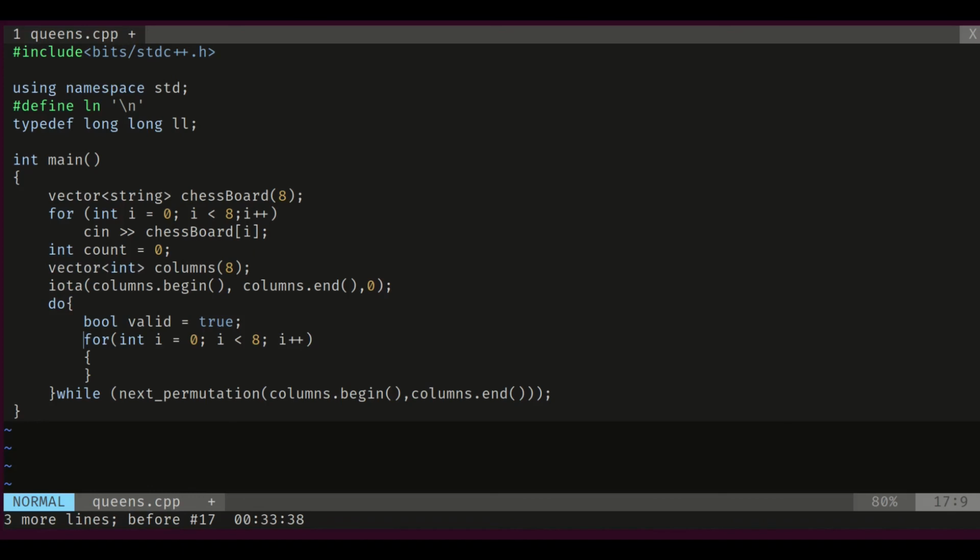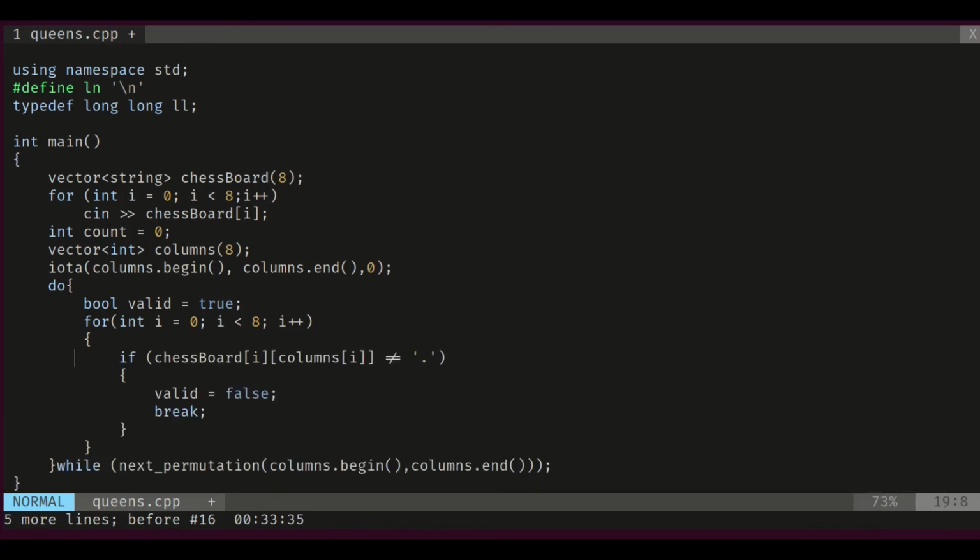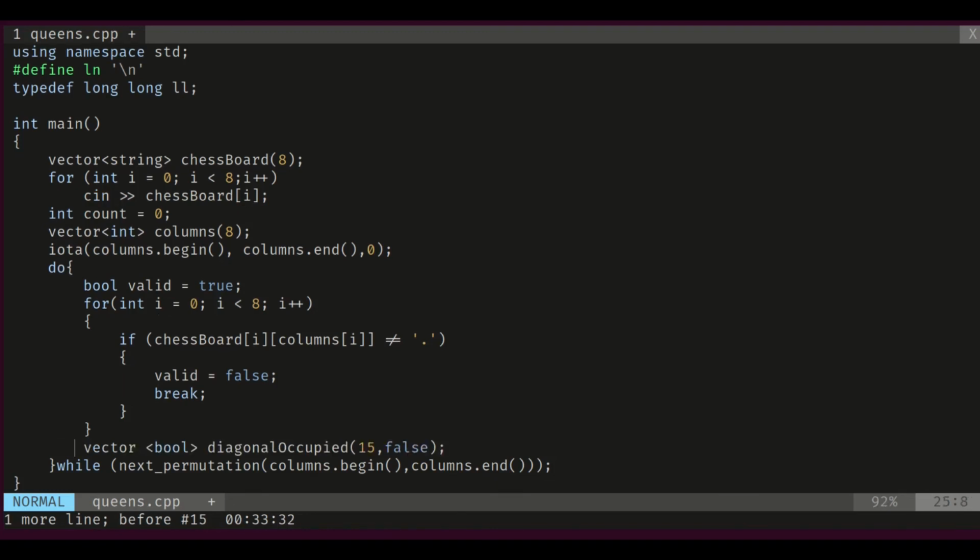This first loop will allow us to check if a queen is placed on a square that is already used. So we're going to have 8 queens, and each one will be placed on the ith row. That's by construction, and its column will just be the column of this actual permutation. So if this is different from the point, that means that this square is reserved. Then for this particular permutation, the arrangement is not possible, so valid should be equal to false, and we just break.